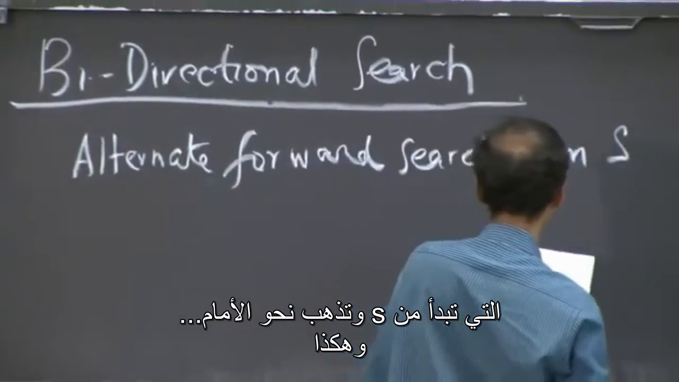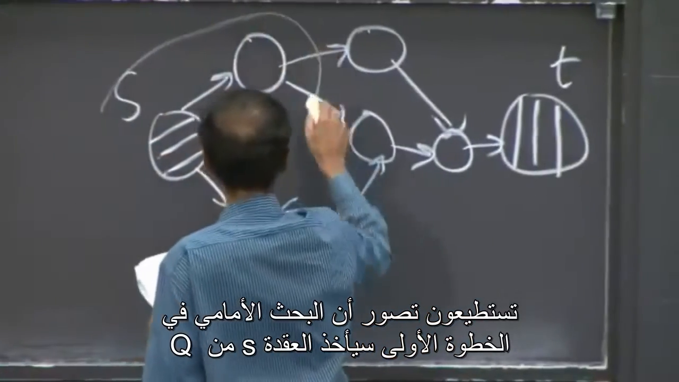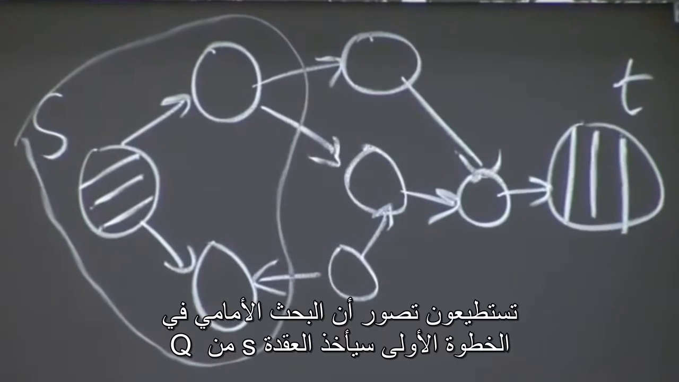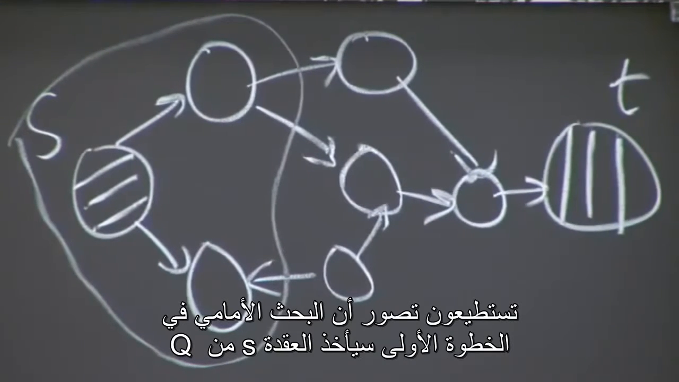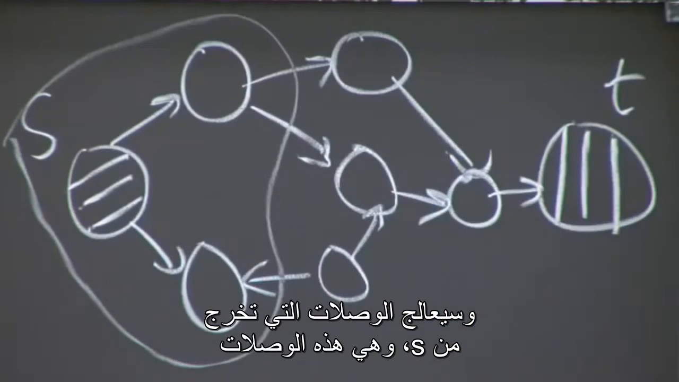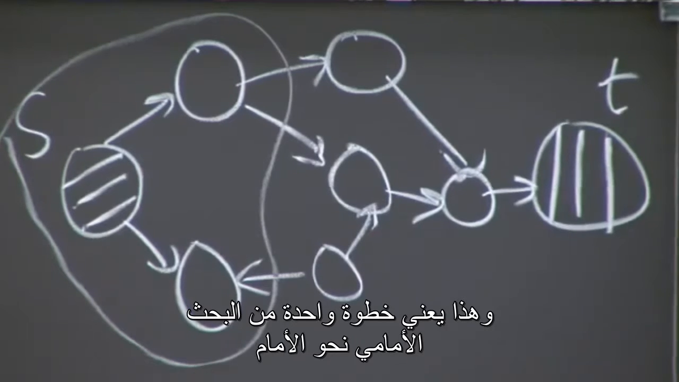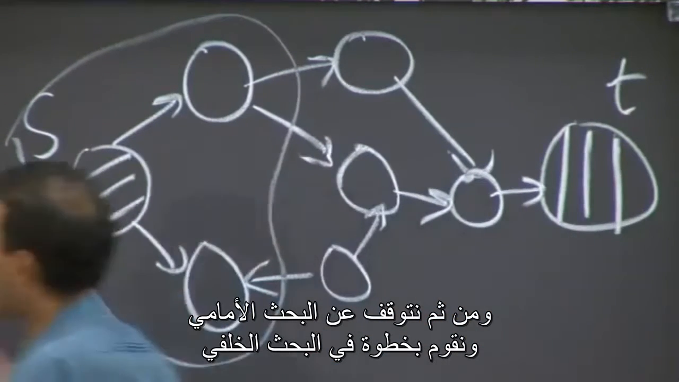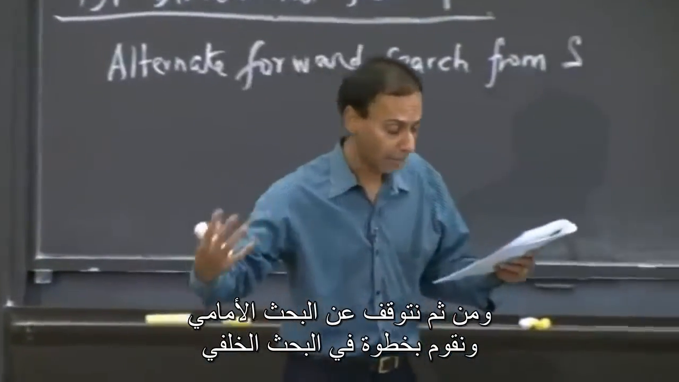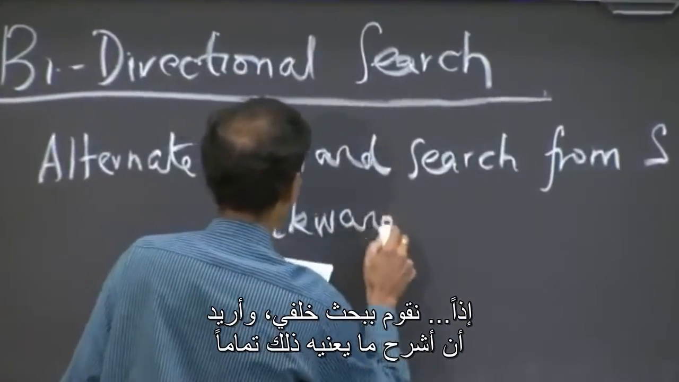and goes forward. You can imagine that in the first step of your forward search, you're going to pick the vertex S off of Q, and you're going to process the edges that come out of S, and that would correspond to these two edges. That's one step of forward search. Then you stop with the forward search, and you do a step of backward search. I'll have to explain exactly what this means.